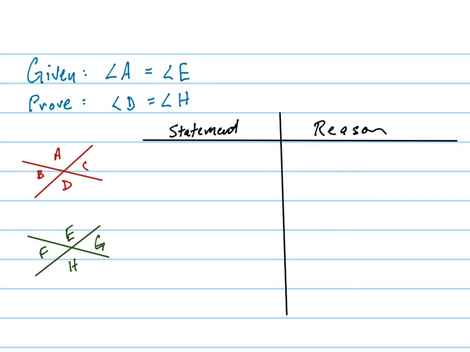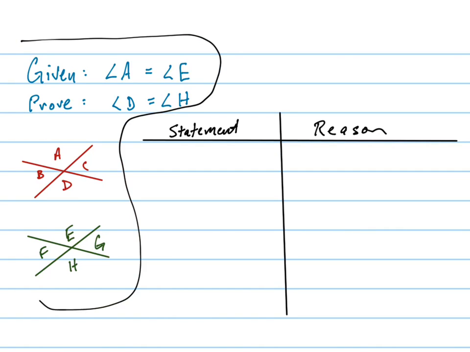All right, let's do a classic paragraph proof in geometry. So this problem says, right here, it tells us given, that's the problem I just circled, given angle A equals angle E in the two pictures below, and it wants us to prove that angle D equals angle H. So the first step in a triangle proof is to look at the problem and come up with a plan.